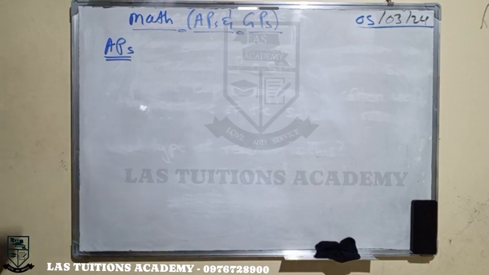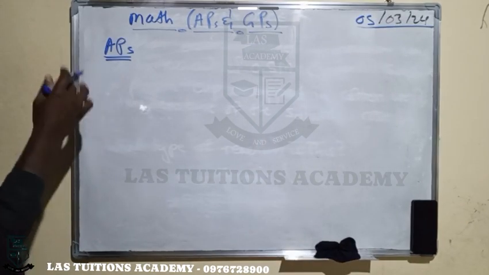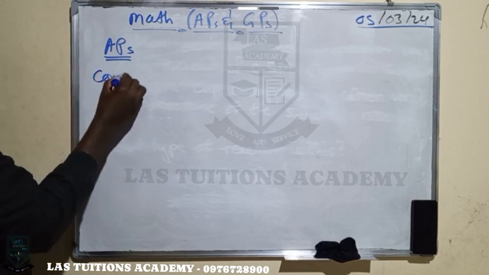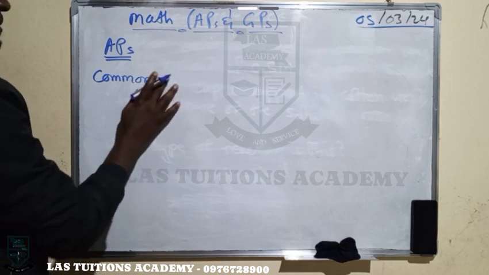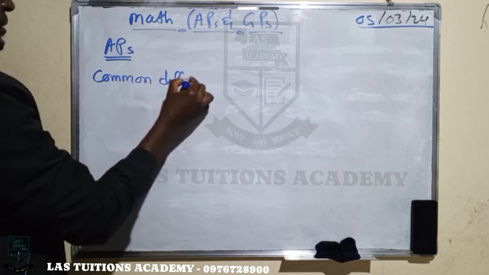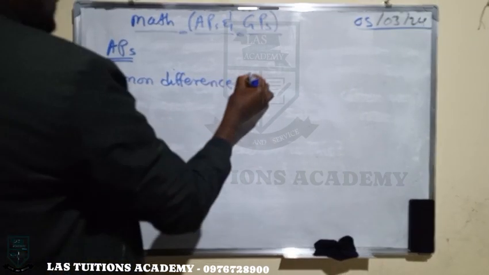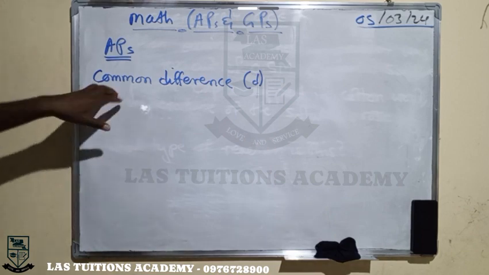So now in arithmetic progression, whenever you're given any sequence, you look for the common difference. Okay, common difference, which we call D. So there should be a common difference under APs. So for APs we look for the common difference.